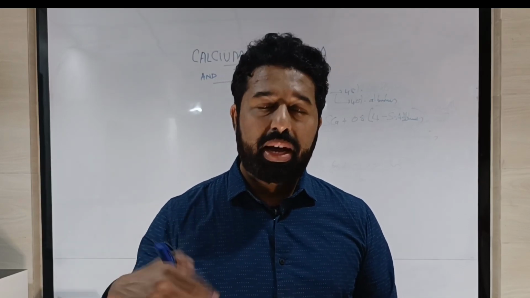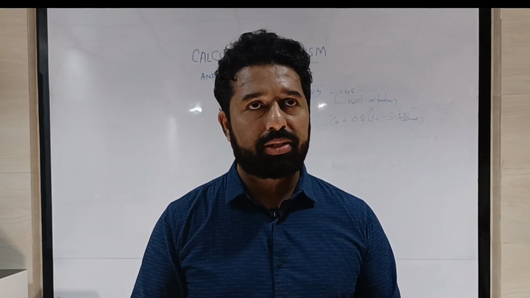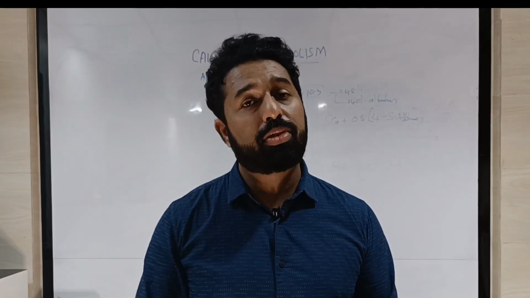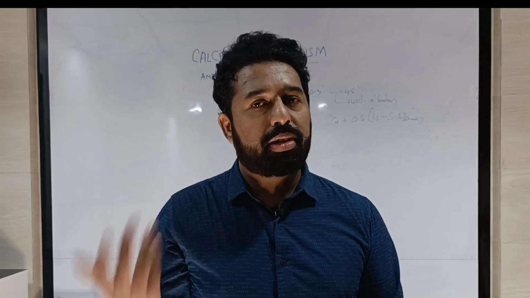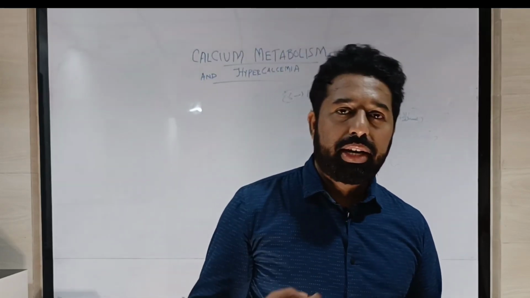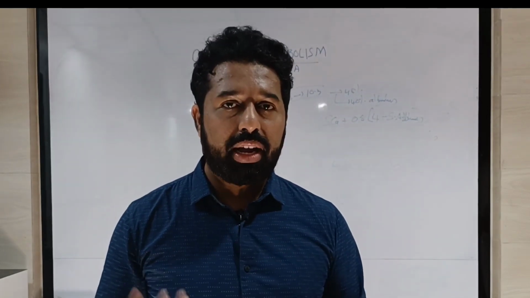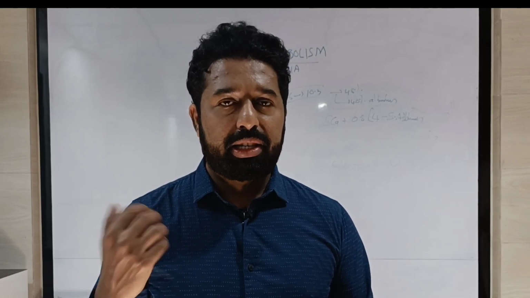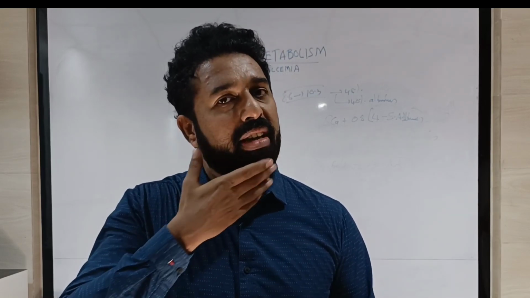In the intestine, parathormone is not acting directly; it acts through vitamin D. Parathormone activates 1-alpha hydroxylase, which expresses calbindin, and through TRPV5 and 6 it absorbs calcium and phosphate.